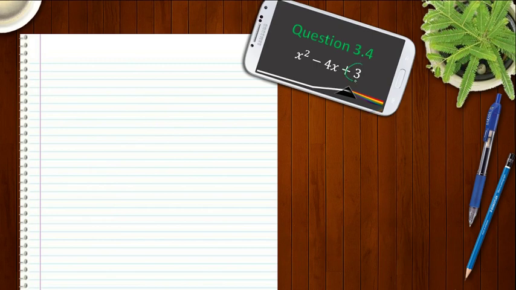Okay, constant is 3. We know the factors for 3 is just 1 times 3. And I need to get negative 4. So to get negative 4, I'm just going to say minus 1 minus 3. So this is then going to be x minus 1 and x minus 3.